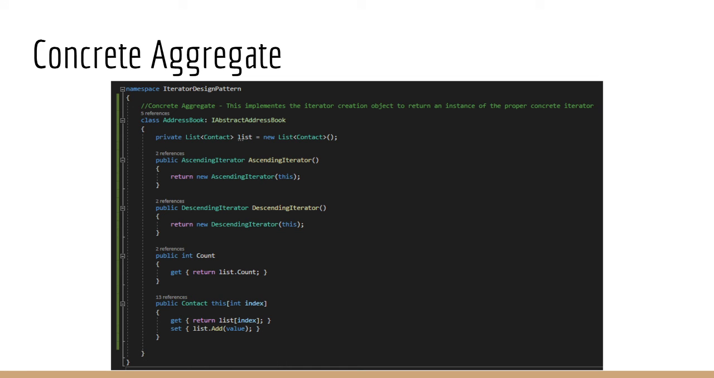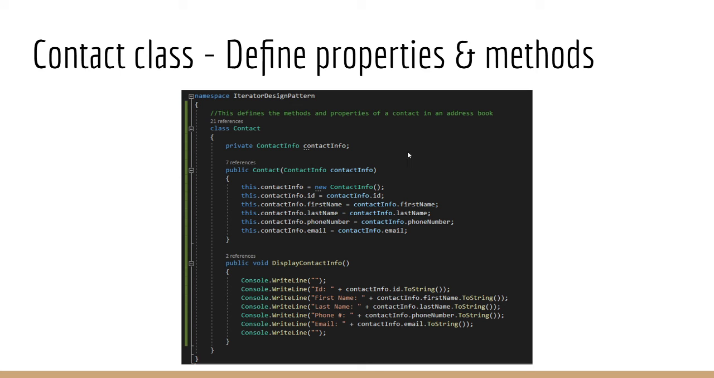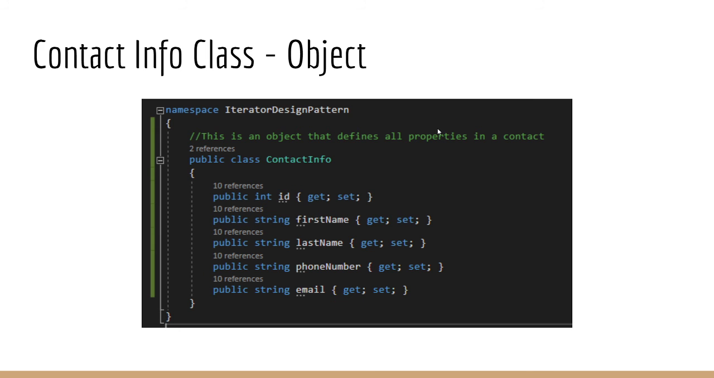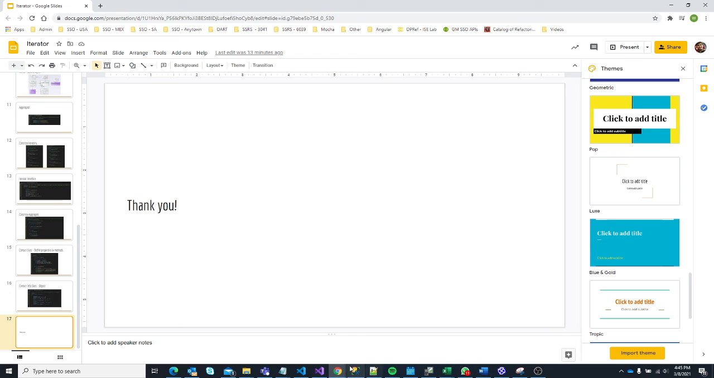You also have concrete aggregates. This implements the iterator creation object to return an instance of the proper concrete iterator. And then the contact class simply defines the methods and properties of a contact in an address book. As I had mentioned before, the contact info is an object that defines all the properties in a contact. It contains properties such as ID, first name, last name, phone number, and email. Now let's go to the demo.